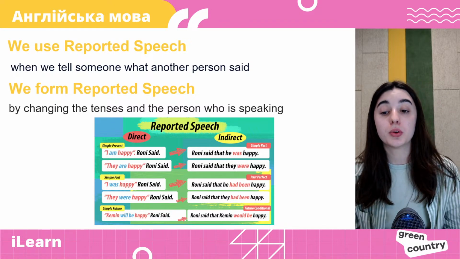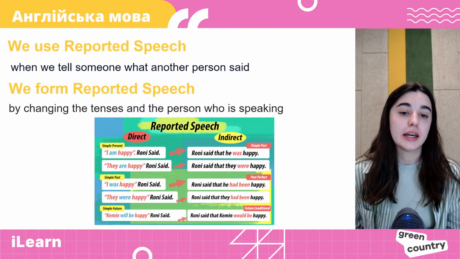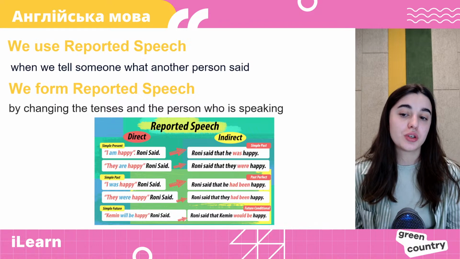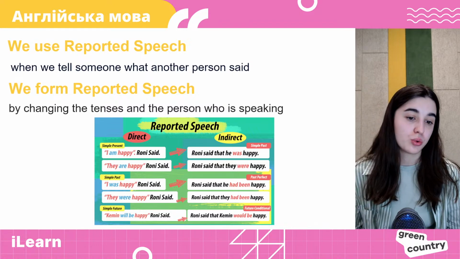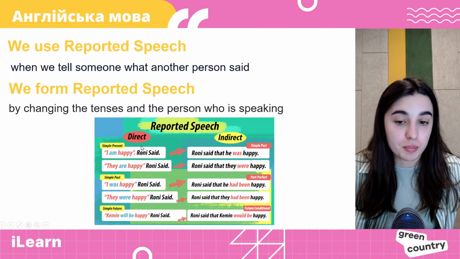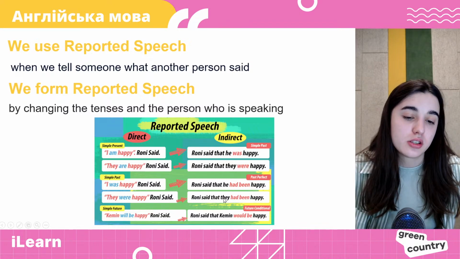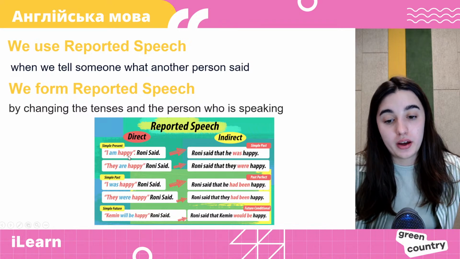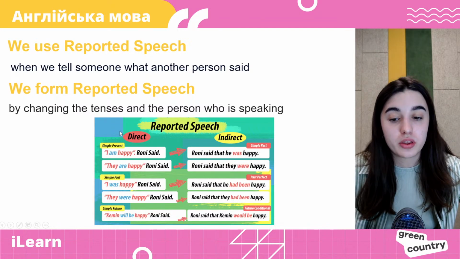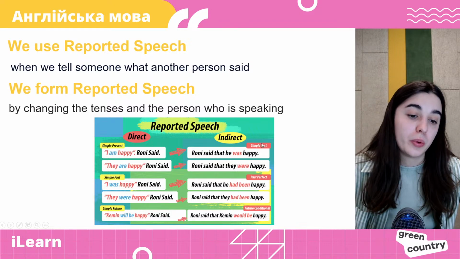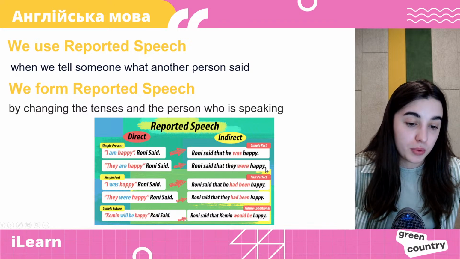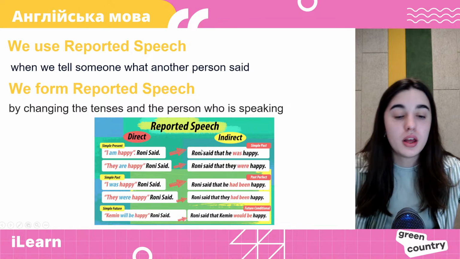And when we are talking about form of reported speech, it is quite easy when you know tenses, but actually you need to change the tenses and the person who is speaking. So there you can see some examples. Here we have direct speech and indirect. "I am happy," Ronnie said. Ronnie said that he was happy. So there we used present simple, now we use past simple. "They are happy." Ronnie said that they were happy. The same. Present simple, past simple.